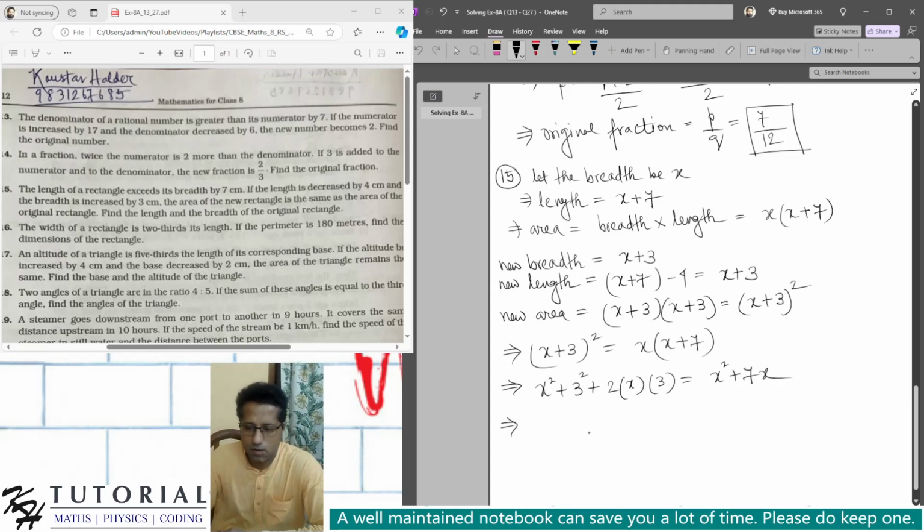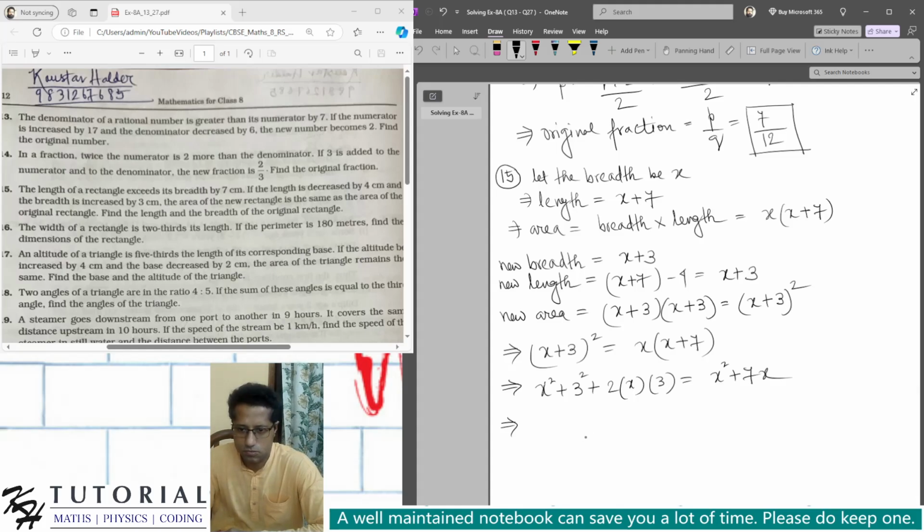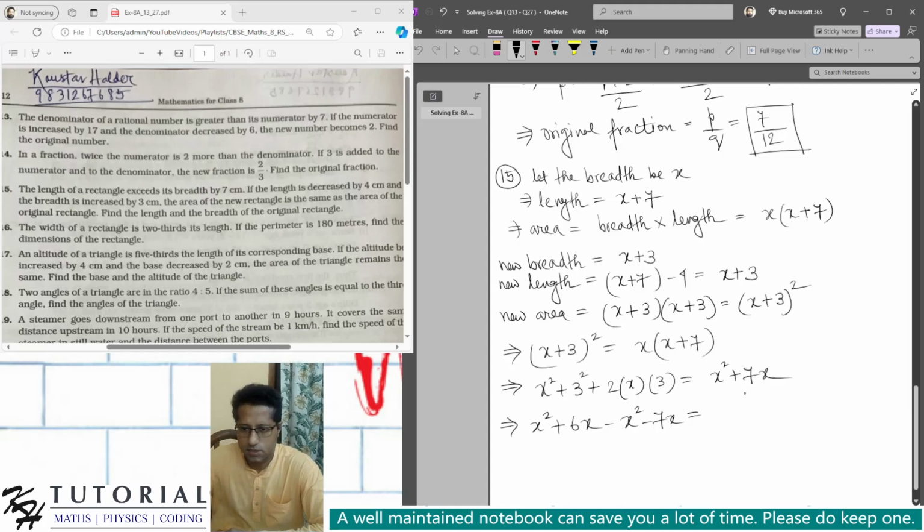Okay, now let's bring all the variable terms, that is the x terms, to the left hand side and all the constant terms to the right hand side, and we get x square plus 2 into x into 3 becomes 6x, and we bring from the right hand side x square and 7x, and on the right hand side we have minus 3 square, which is minus 9. Now, if we simplify the LHS, x square gets cancelled out and we get minus x is equal to minus 9. Hence, we get x is equal to 9.